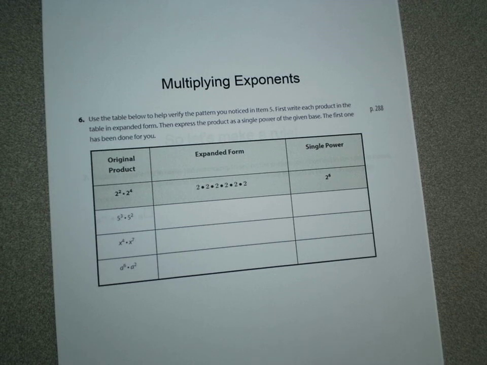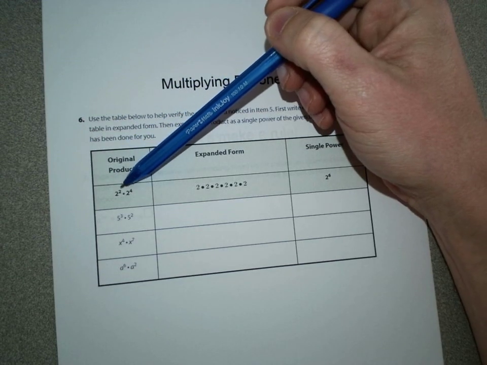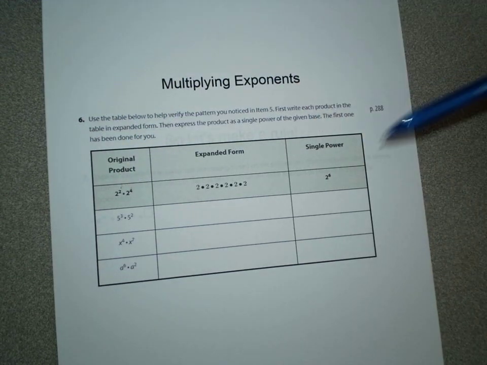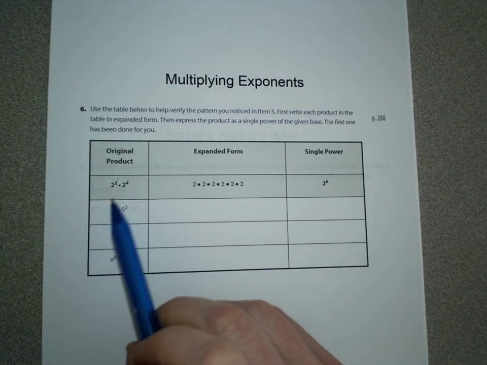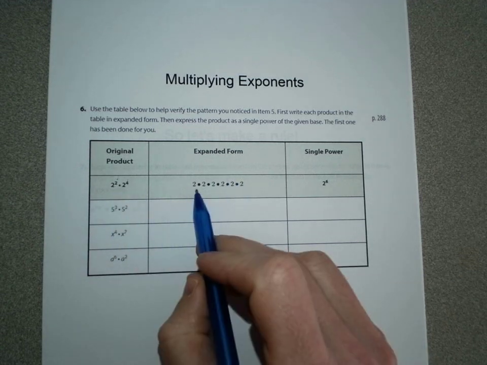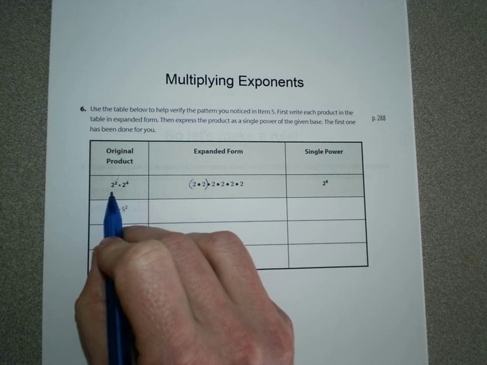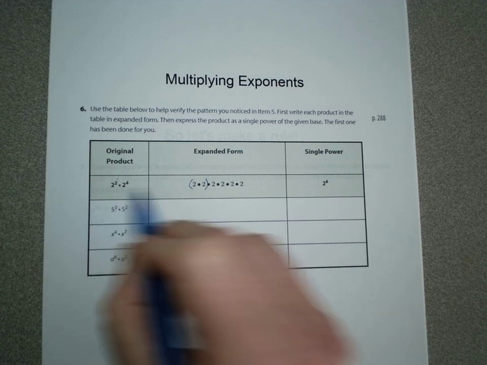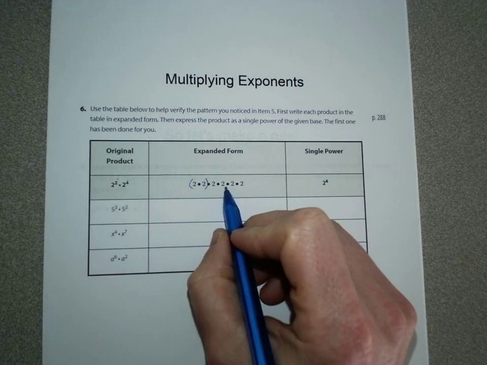The example they already give us is they want us to see that 2 to the second power times 2 to the fourth power gives us 2 to the sixth power. You may remember this from 8th grade, but I want to make sure that you understand why this is true. If we have 2 to the second power, we could rewrite that as 2 times 2. We multiply that by 2 to the fourth power, or 2 times 2 times 2 times 2.